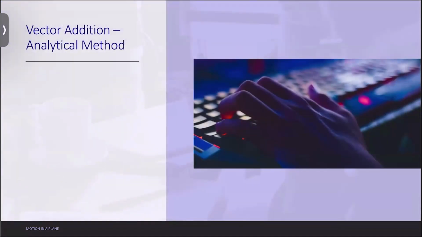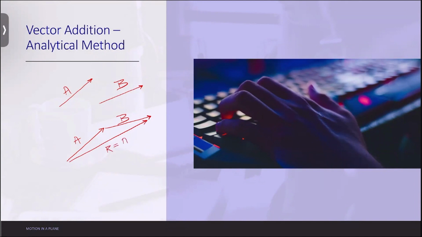Now let us move on to the new subtopic, which is vector addition by analytical method. In all the previous discussions till now, we understood each concept using the graphical method. We had some vector A in this direction, and some vector B in this direction. To add both of them, we add them like this. This will be a resultant, which is equal to A plus B.